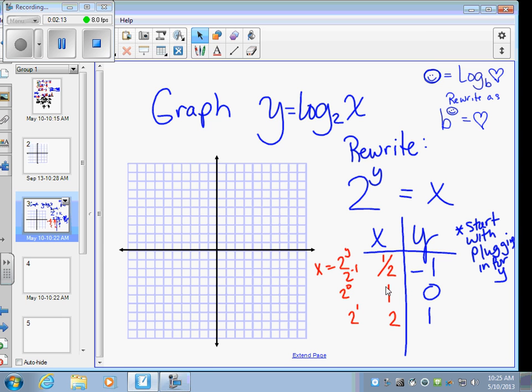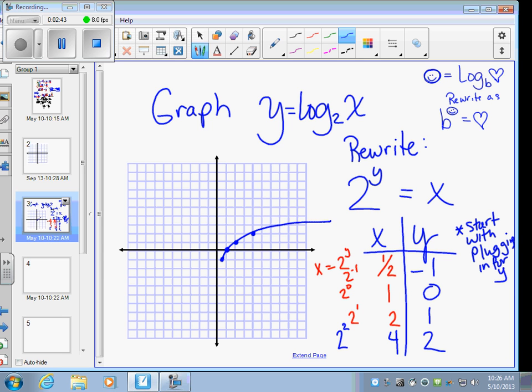And now I can plot my points. So I have x is 1/2, y is -1, which is about right there. I have x is 1, y is 0, which is about right there. And x is 2, y is 1, which is right here. But maybe I should do another one. I'll try 2. When y is 2, x is 4. So I'll do that one too. 4, 2. What happens is you get this graph that looks like this.